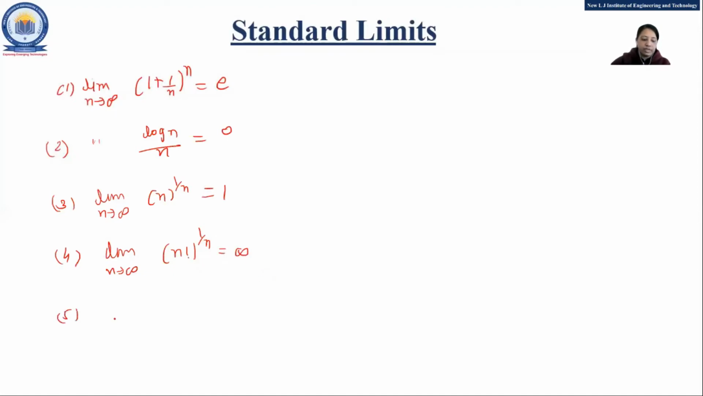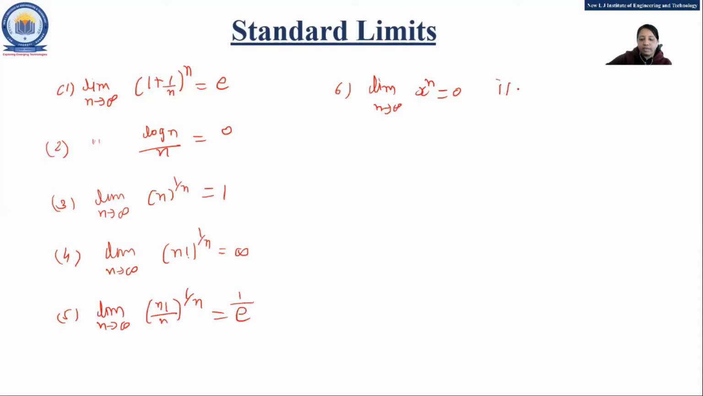Now the fifth one is limit n tends to infinity, n factorial upon n. If it is like this, n factorial upon n, raised to 1 by n, then you will have 1 upon e. Right?